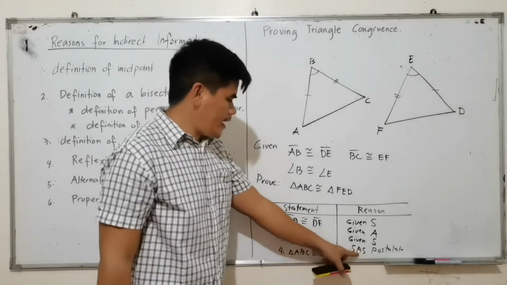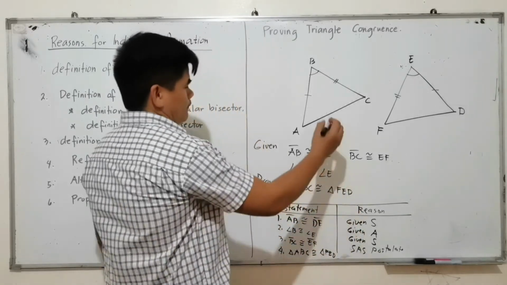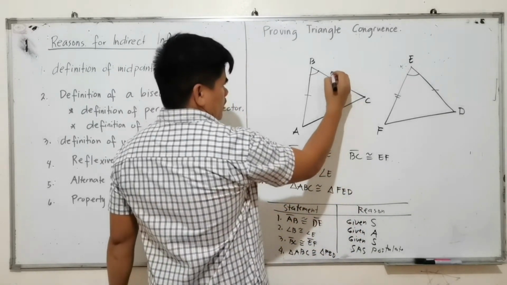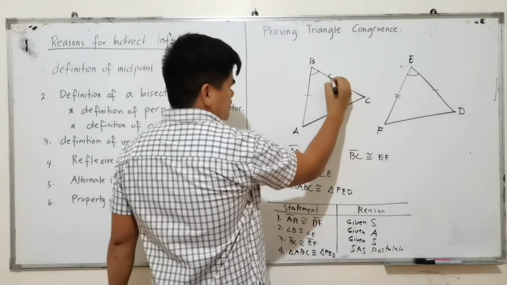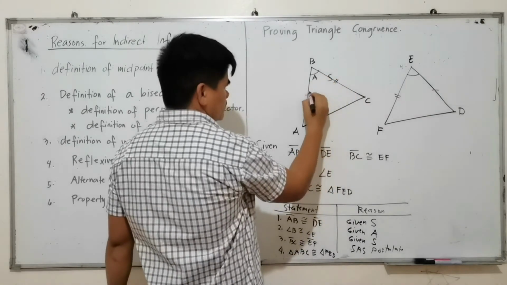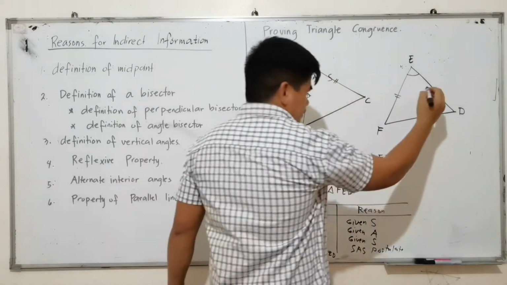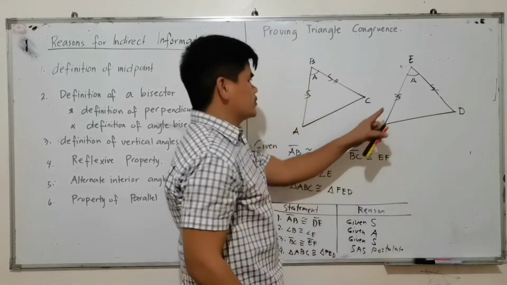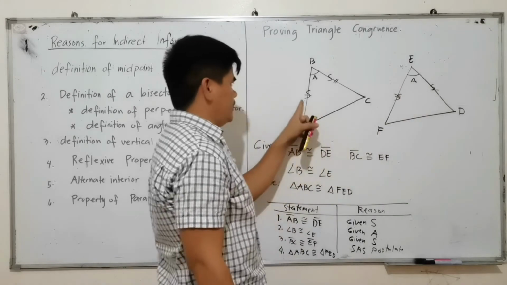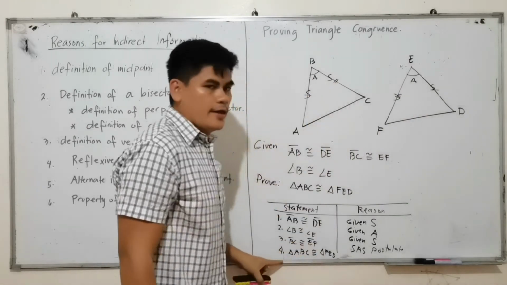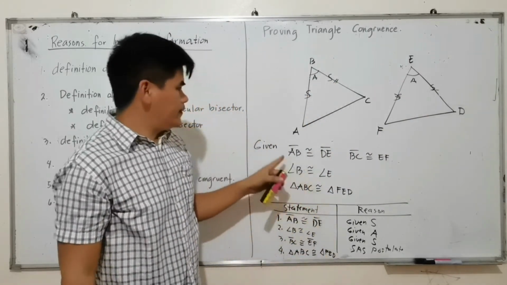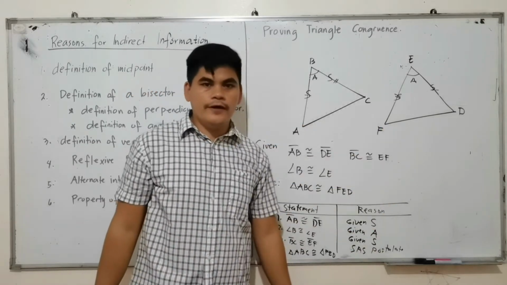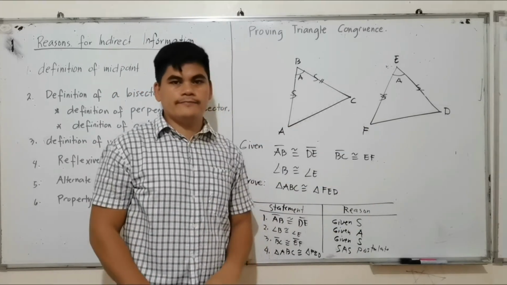Now that the information is complete, SAS, we can prove that these two triangles are congruent by SAS postulate. Now we are going to label this one. This is side, this is angle, this is side. The other one, this is side, this is angle, this is side. So SAS. So by SAS postulate, these two triangles are proven to be congruent.